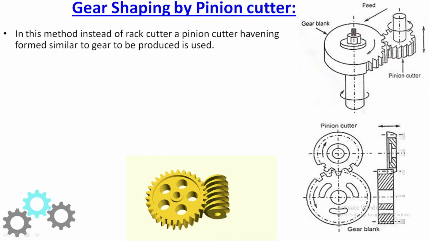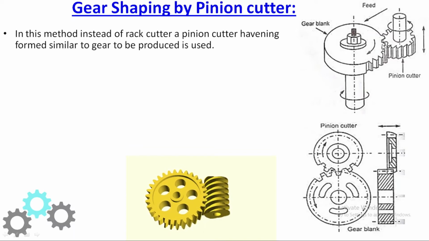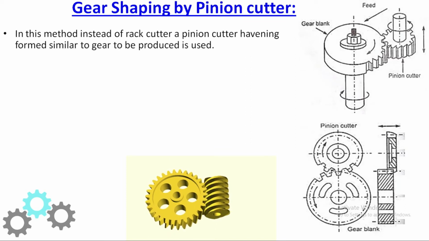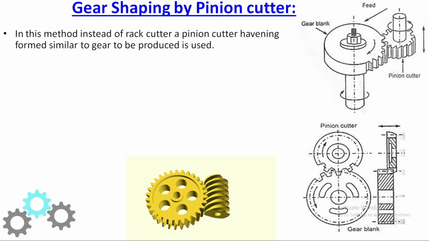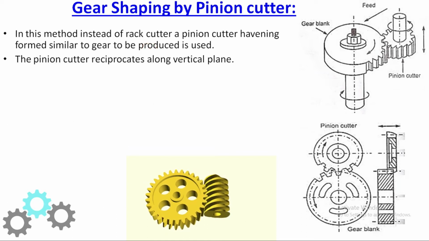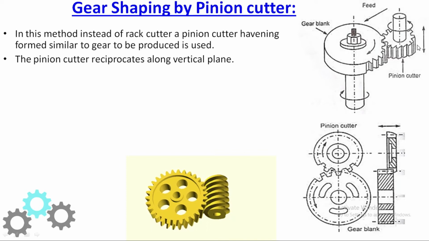Whenever it comes into contact with this gear blank, a certain quantity of material is removed, and at the same time, once the tooth is produced over the gear blank, indexing is required for producing the next tooth. So in this way, with the help of the pinion cutter, we can easily give the shape of the gear over the gear blank surface. Next, the pinion cutter reciprocates along a vertical plane. We are discussing this in the slide also.